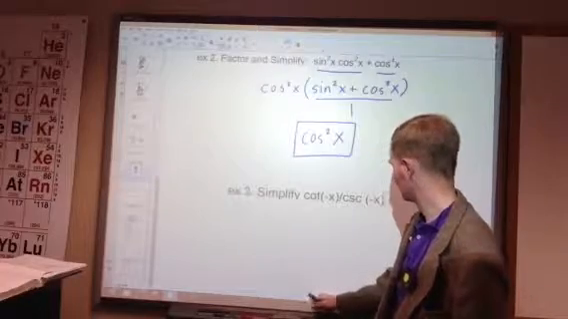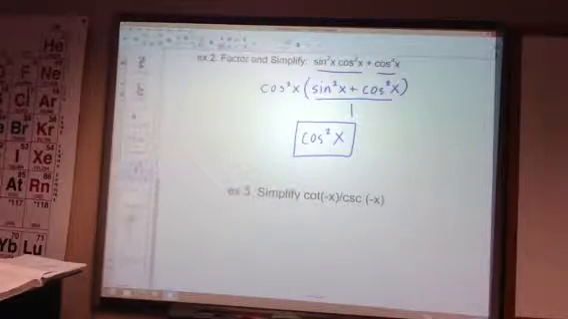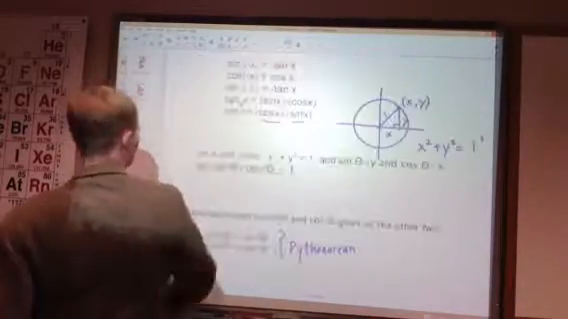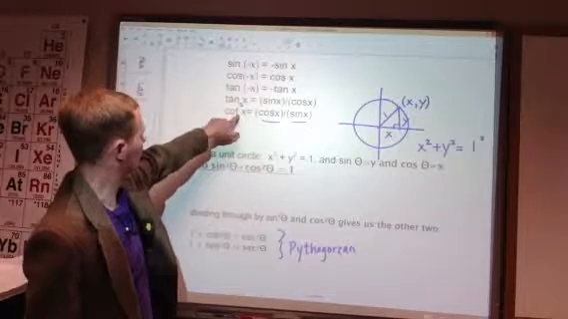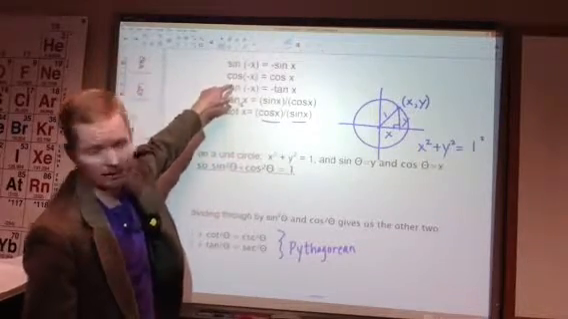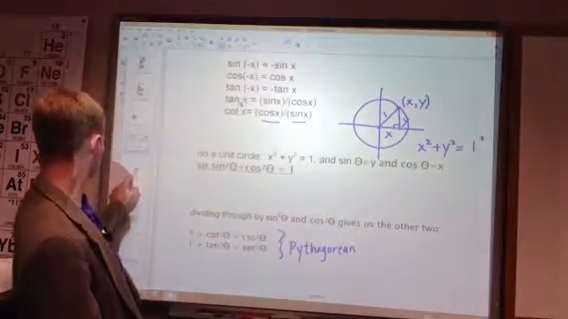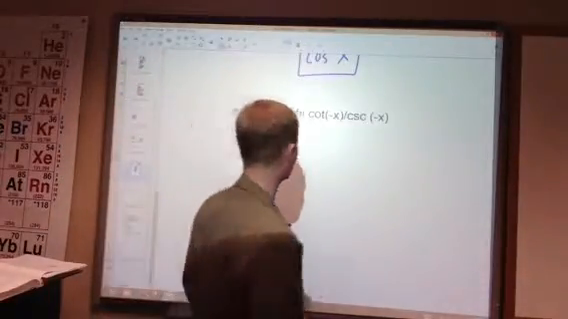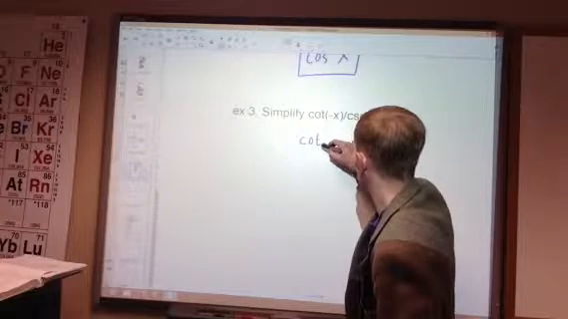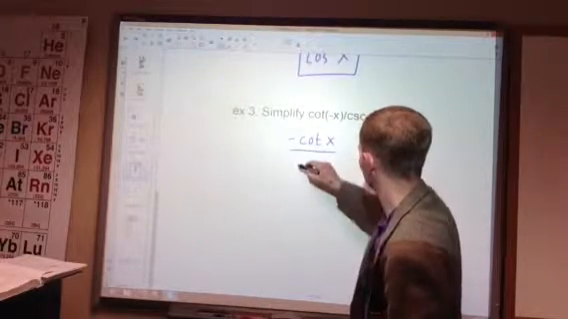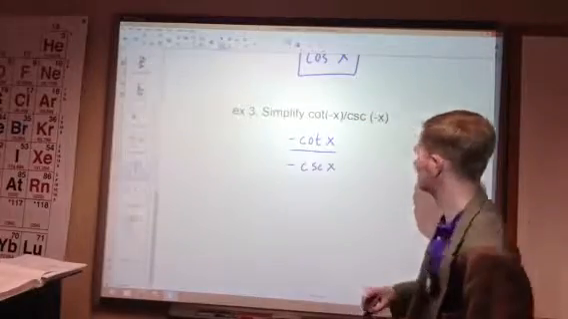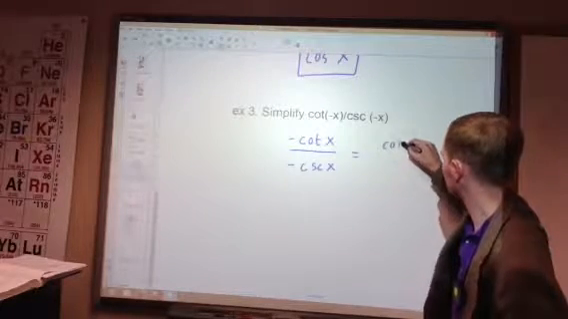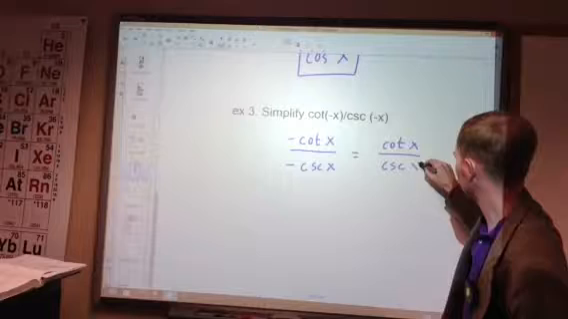What's cotangent of negative x? Well, let's go back to my stuff here. Cotangent of negative x is going to be negative cotangent of x, right? So if I come down, where was I? Right here. Over cosecant of negative x. So let's see. That would be negative cotangent of x over negative cosecant of x. What happens to my negatives? Cancel out. So I would have cotangent of x over cosecant of x.